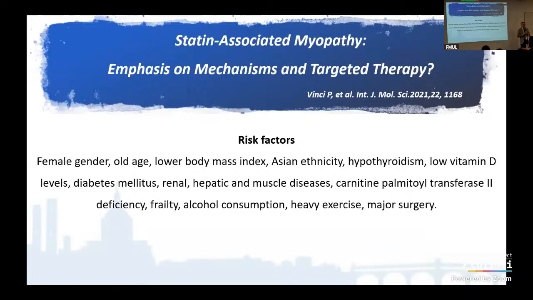So which patient is at increased risk of side effects of statins? Female gender, old age, lower body mass index, Asian ethnicity, hypothyroidism, low vitamin D levels, diabetes, renal disease, and so on. But please observe heavy exercise and major surgery. These could be stressful events that could lead to the occurrence of the side effects of statins.